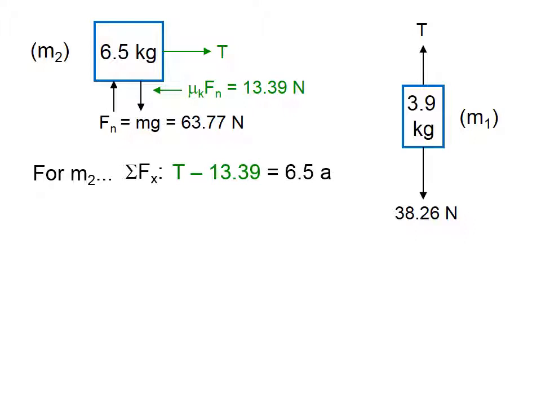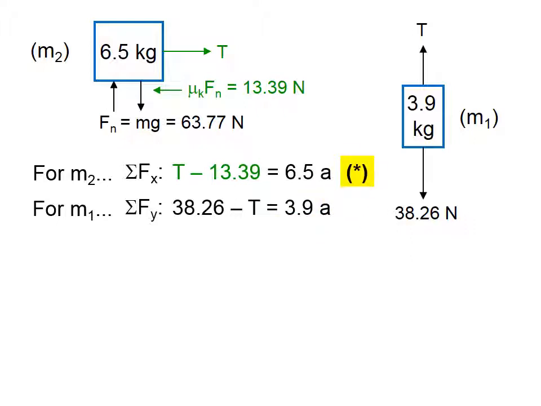Now let's go to mass 1 and write a Newton's second law equation for mass number 1. Mass number 1 is moving downward, so I'm calling downward positive. 38.26 minus T is equal to the mass of the object, which is 3.9 kilograms, times the acceleration. That also has two unknowns. I now have a system of equations, two independently derived equations with two unknowns. I'm going to call the first one asterisk. I'll call the second one double asterisk.